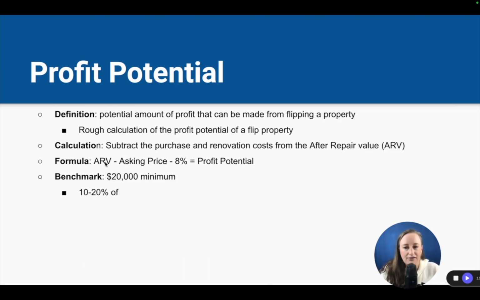I have the ARV minus the asking price minus 8%. And the 8% is there to account for all of your closing costs. That includes your 6% commissions and 2% in closing costs, like loan fees and all the other closing costs. So that's where that 8% comes in, and that's how I estimate my profit potential for a project. For us, we have a $20,000 minimum for our flips.